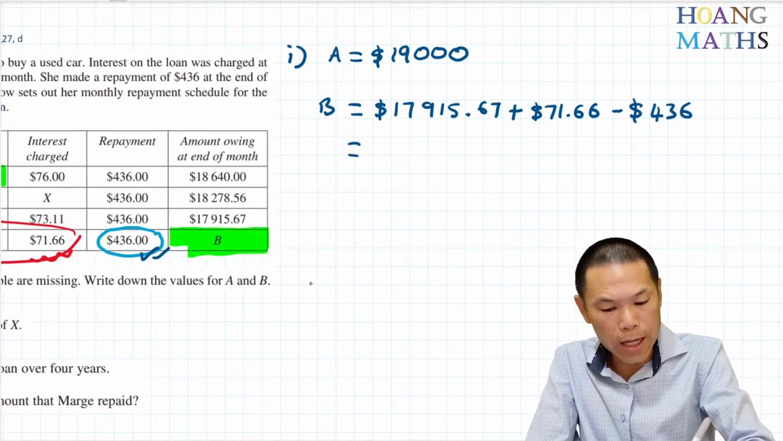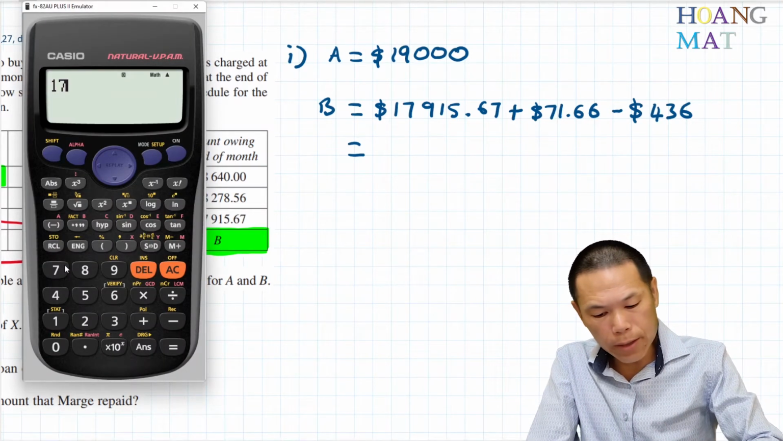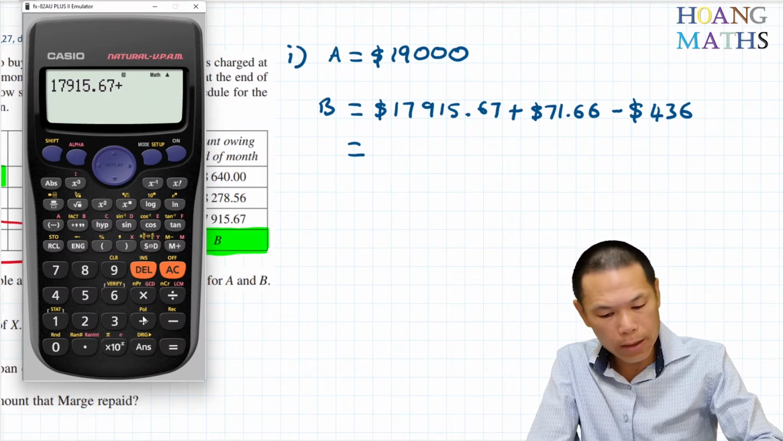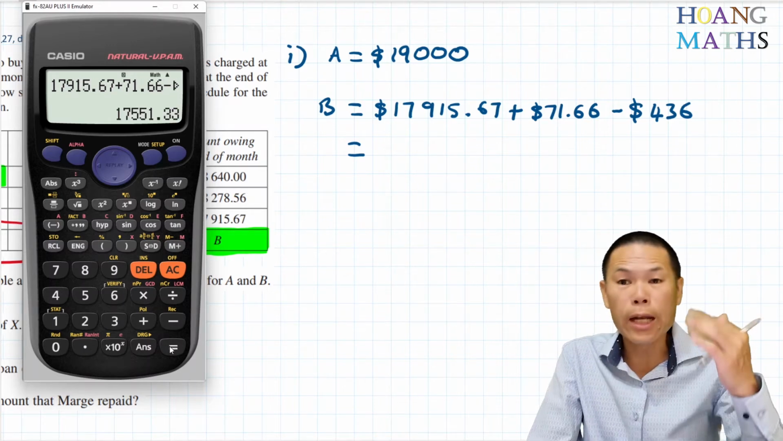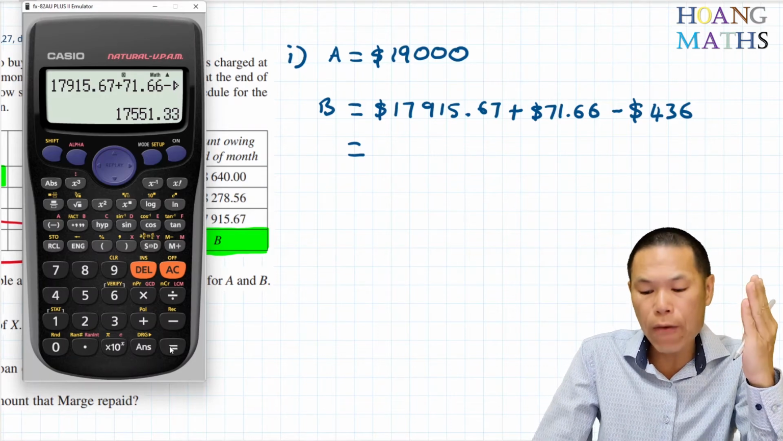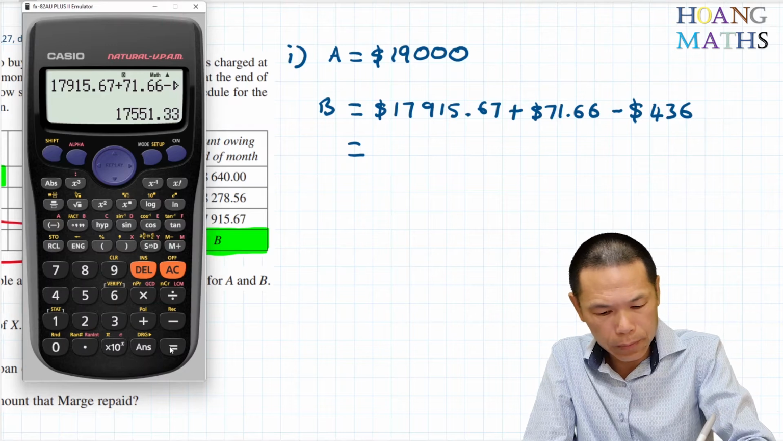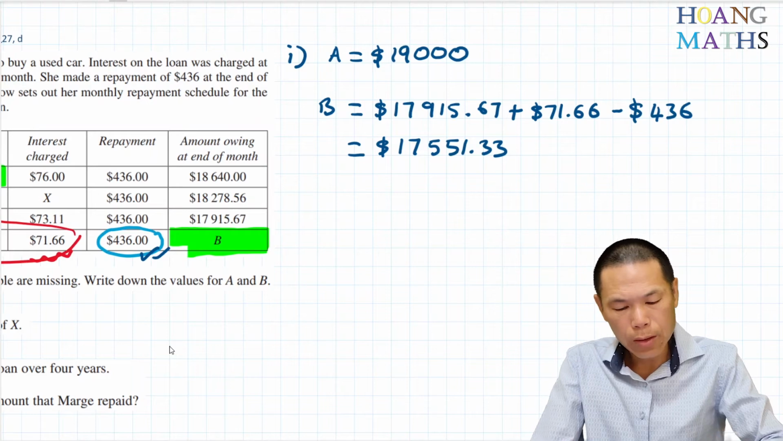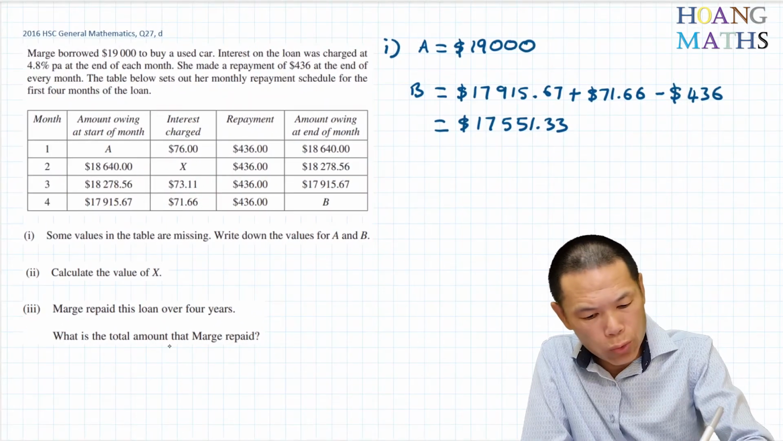So therefore we less that amount. So that will give us, so just go 17915.67 plus 71.66, and then we less 436. So that is $17,551.33. There you go. Part 1. Now part 2.